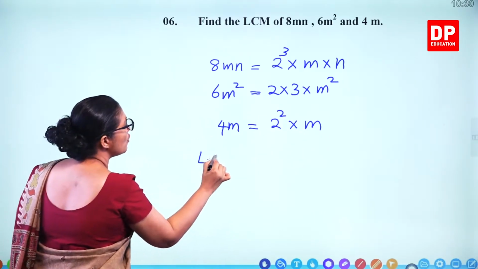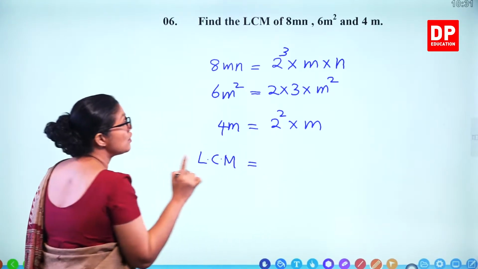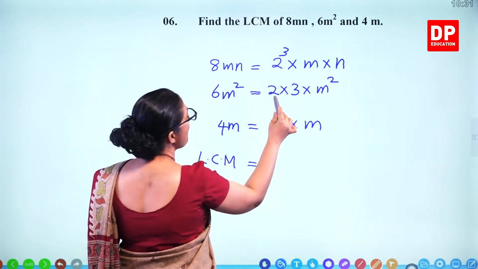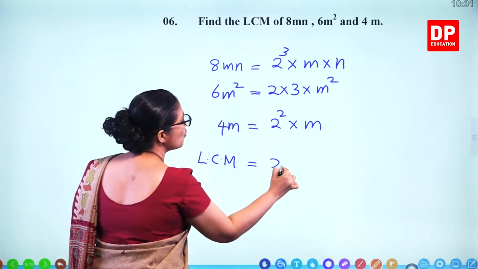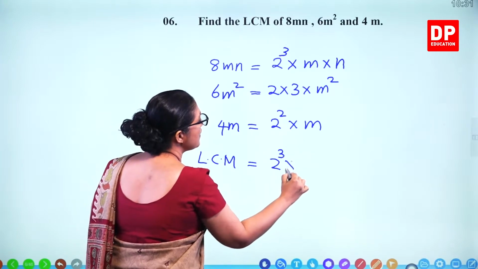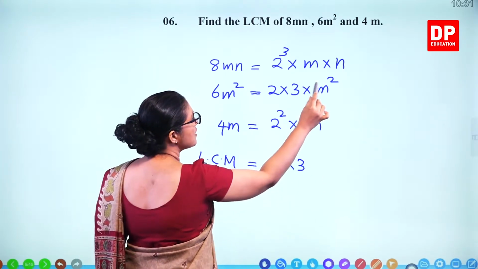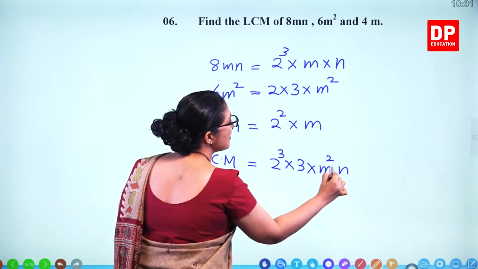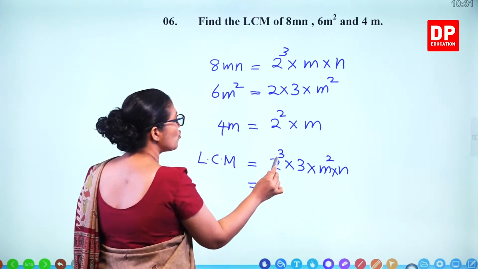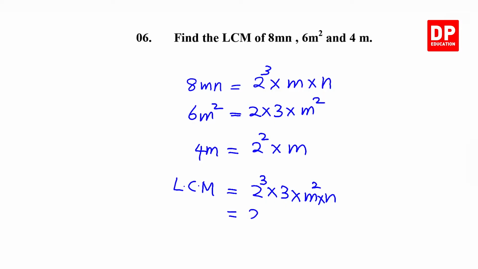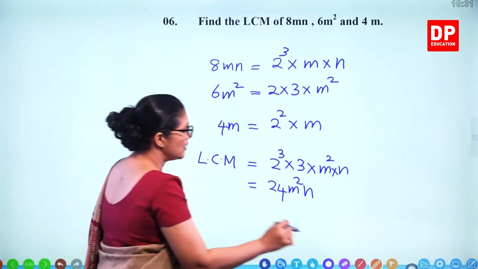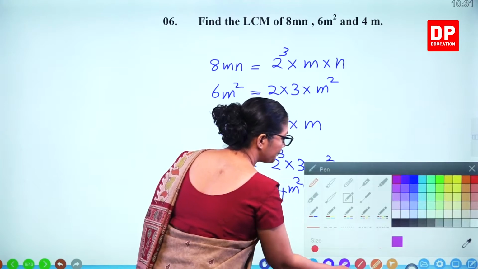Now, we'll find out the lowest common multiple. You need to find out the highest power of the factor. So, highest power of 2 is 3. So, 2 to the power 3 and 3 is there once. M, what's the highest power? M squared, and n is there. That's the highest power of n. So, 2 to the power 3 is 8. 8 times 3, 24. 24 m squared n is the lowest common multiple. So you get 2 marks for that.